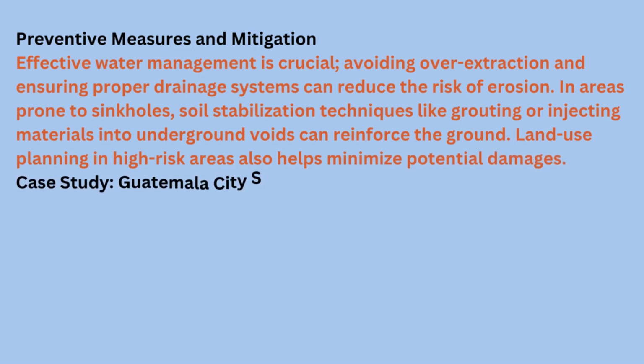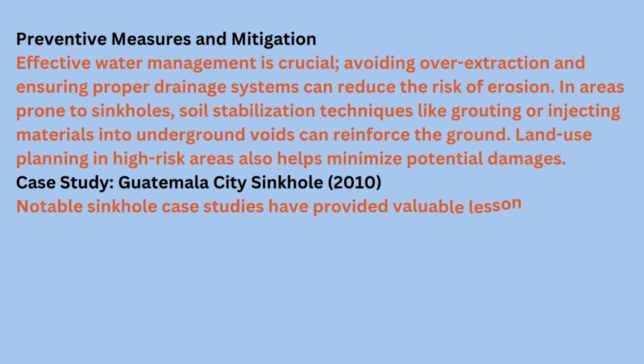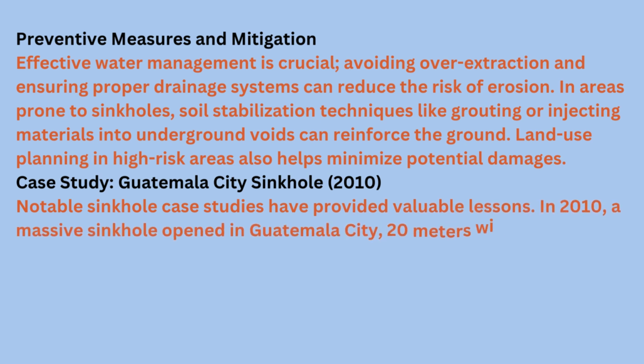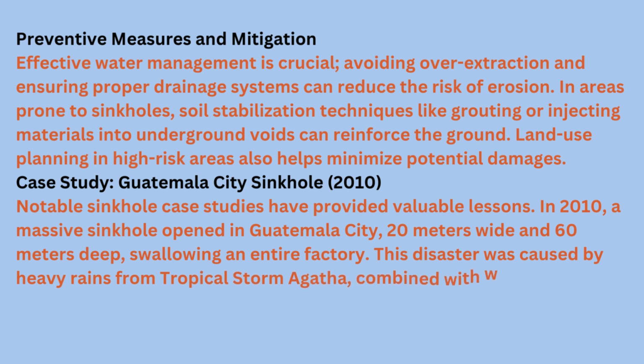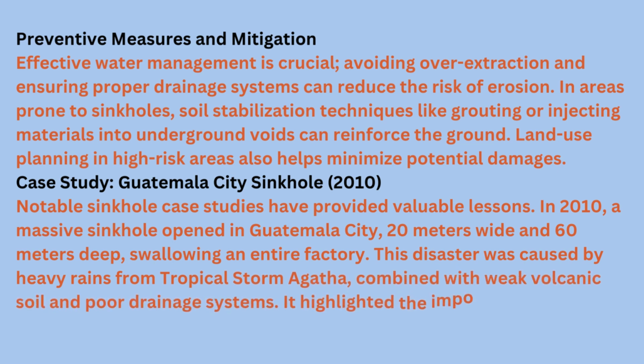Case study: Guatemala City sinkhole, 2010. Notable sinkhole case studies have provided valuable lessons. In 2010, a massive sinkhole opened in Guatemala City, 20 meters wide and 60 meters deep, swallowing an entire factory. This disaster was caused by heavy rains from Tropical Storm Agatha, combined with weak volcanic soil and poor drainage systems. It highlighted the importance of maintaining urban water infrastructure.